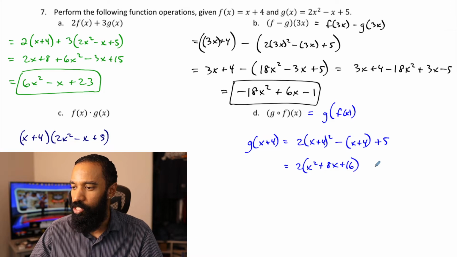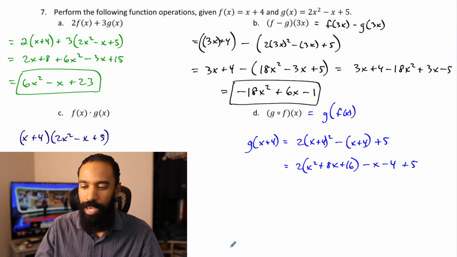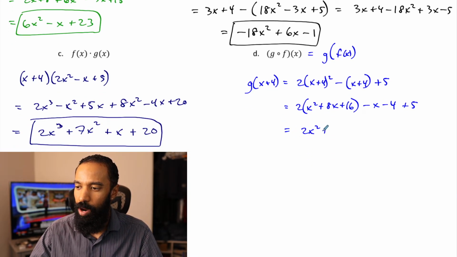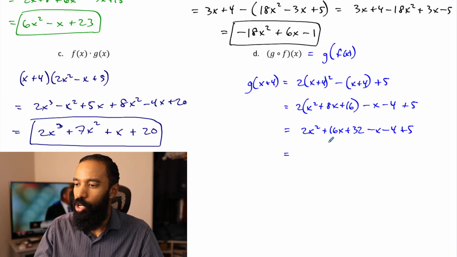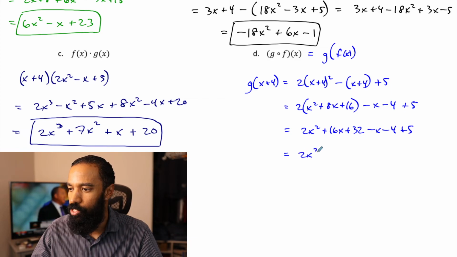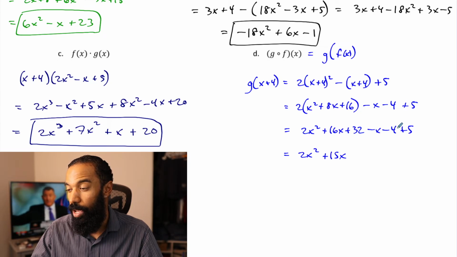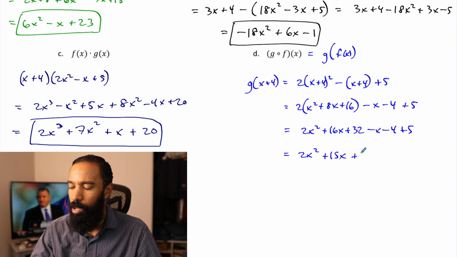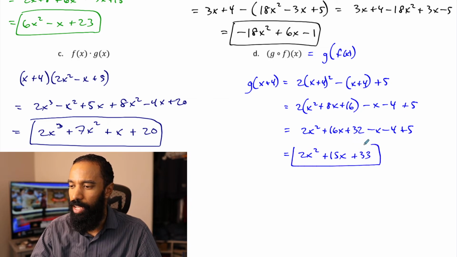You can distribute this negative right here, negative x minus 4, and then there's a plus 5. And yes, that is in parentheses right there for the x plus 4. So it becomes 2x squared plus 16x plus 32 minus x minus 4 plus 5, which then becomes 2x squared plus 15x. Oh, and the minus 4. I should have done that first. 32 minus 4 is 28. Plus 5 is 33. Plus 33.